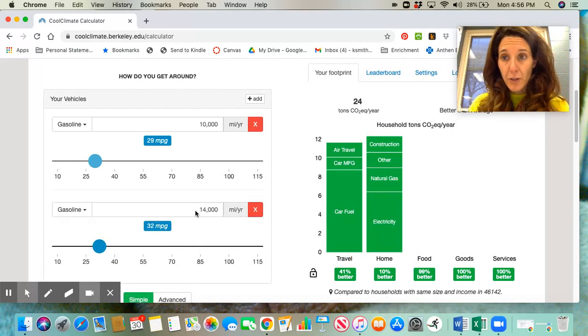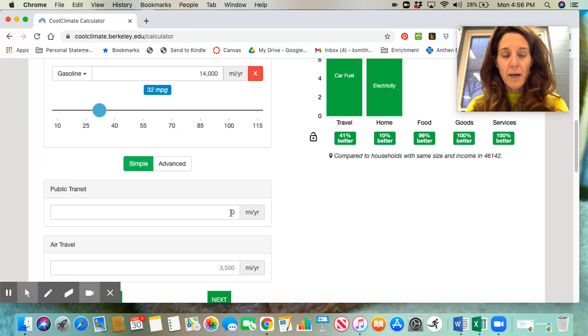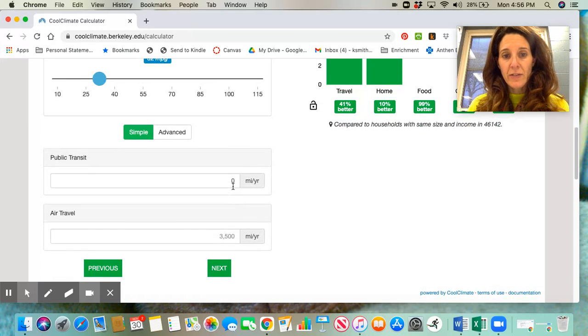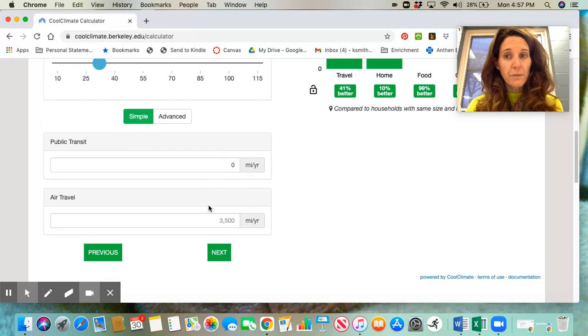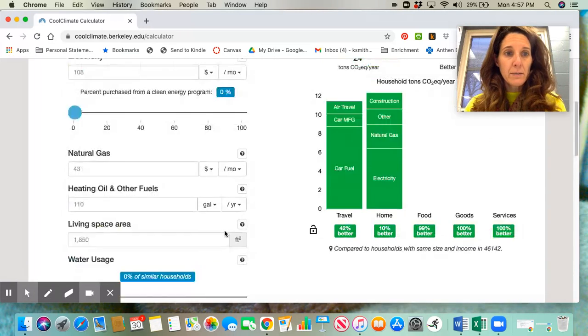So if you have a third or a fourth car, if you have a teenager that lives with you at home and you have a third car, you could add a third car here by clicking on the add. Public transit, there's no real public transit options out here, so that has to stay at 0. If you lived in New York or Chicago, there's subways, there's buses that you could take, so you could change that number if you lived in one of those cities. Air travel. This family flew to Miami for a vacation, so that total was 3,060 miles. That is for all 3 individuals. And then you click next.